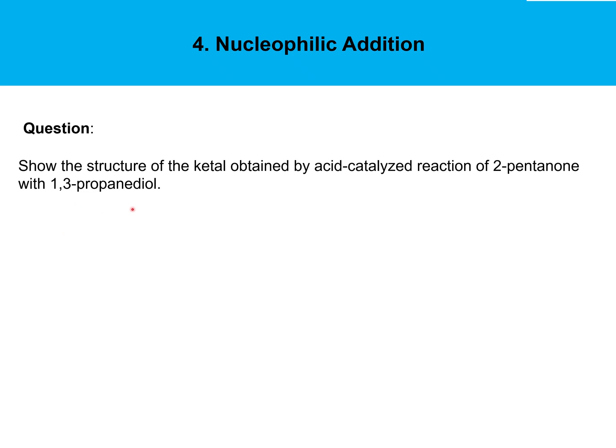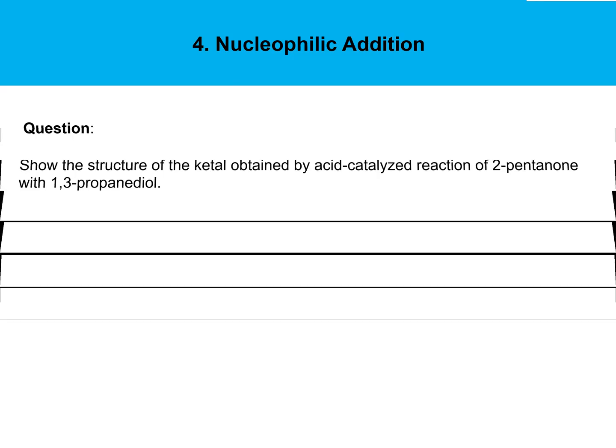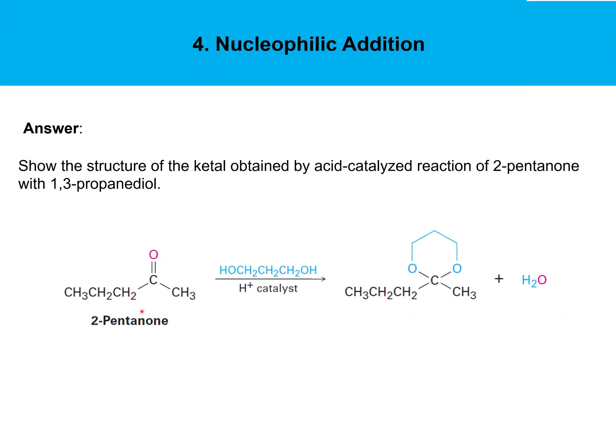In this question, we're going to try to predict the ketal that is formed from an acid-catalyzed reaction on 2-pentanone with a diol called 1,3-propane diol. So try to do this first before looking at the next slide. 2-pentanone will react with 1,3-propane diol in an acid catalyst to make the corresponding acetal.